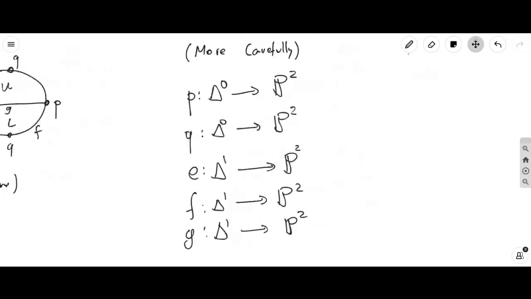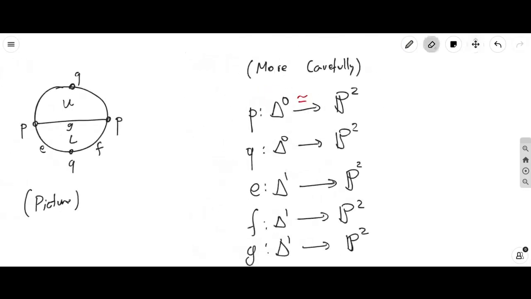Now look at this. This one is a homeomorphism. Well, I want to just clarify something. When I write homeomorphism, I'm being sloppy. I'm not saying it's a homeomorphism, obviously, with P2. I'm saying it maps the 0 simplex homeomorphically to that point. Right? You're just mapping 1 point to 1 point. This one is also a homeomorphism. And E is a homeomorphism onto a subset. And F is a homeomorphism onto a subset. So maybe what I should write is P2 subscript P. So it's the subset of P2 that corresponds to the image. So maybe that would be the better way to write it.